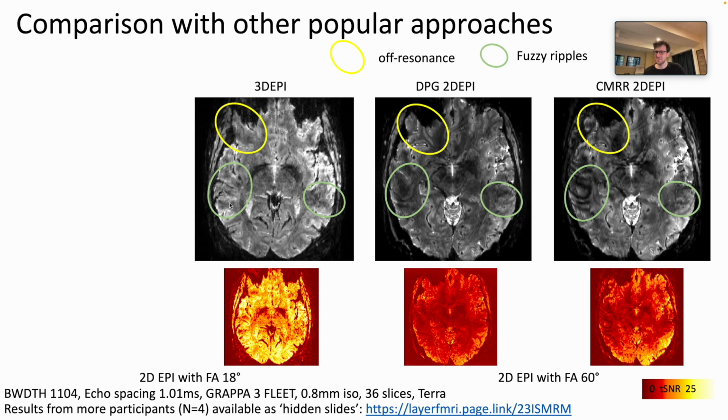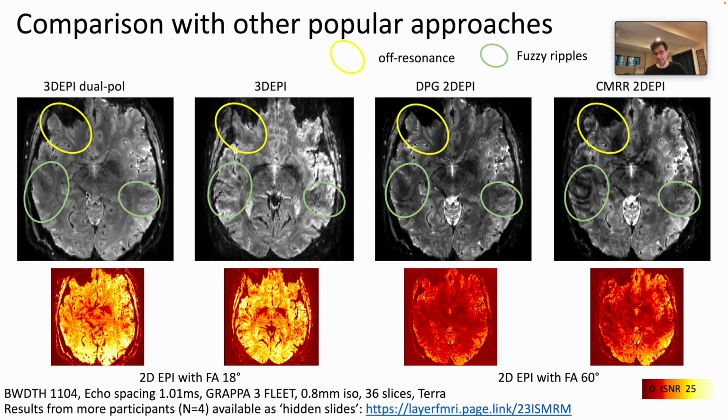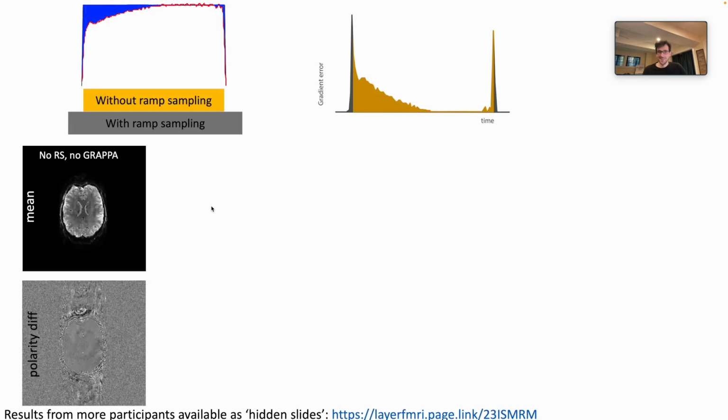And while the images might not look too bad at first glance, when you just invert the artifact, you can see how bad the artifact still is. With the dual polarity averaging approach, however, it can nicely flatten out either of those artifacts, off-resonance effects as well as fuzzy ripples.